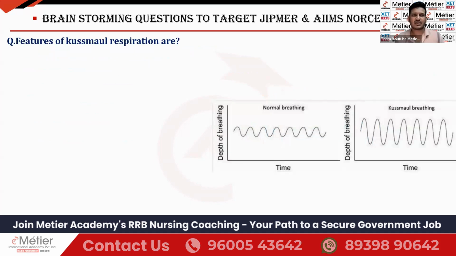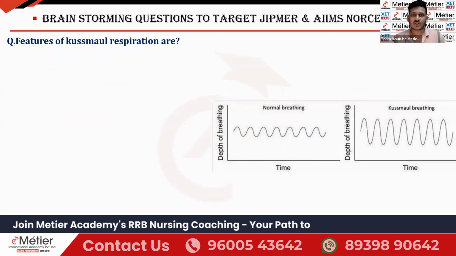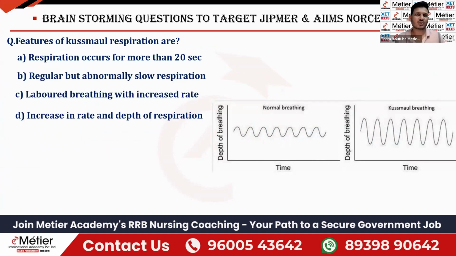The next question is about the feature of Kussmaul respiration. As you all know, Kussmaul respiration is very commonly seen among diabetes patients, that is type 1 diabetes mellitus. The complication of type 1 diabetes mellitus is diabetic ketoacidosis. In that ketoacidosis, this Kussmaul respiration is very common. Let's see the options. The first one is respiration occurs for more than 20 seconds. Then regular but abnormally slow respiration, and labored breathing with increased rate and depth of respiration.